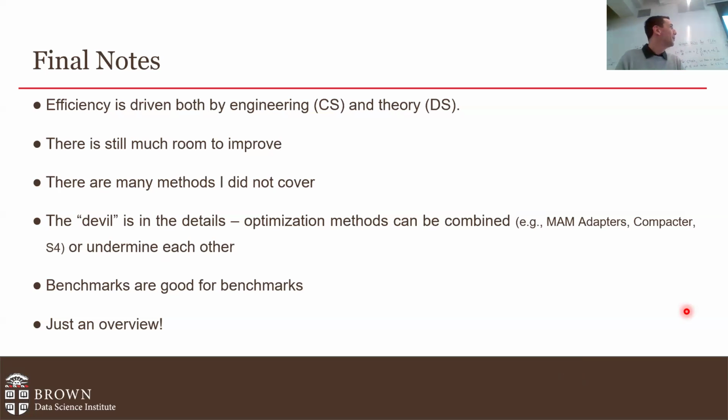All right, great. So, final notes. Efficiency is both engineering and theory. It's exactly where computer science and data science meet. I think there are places for both. Some of the most significant advances we have in efficiency come from very good engineering, without changing the theory at all. And some of them are more theoretical in nature.